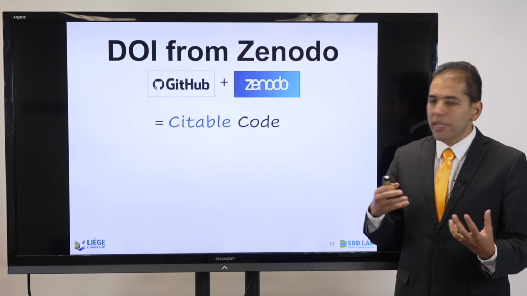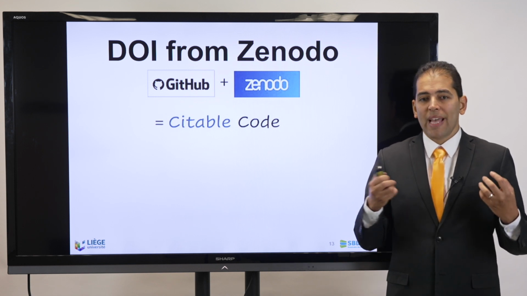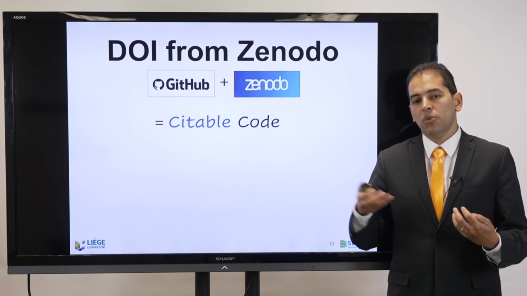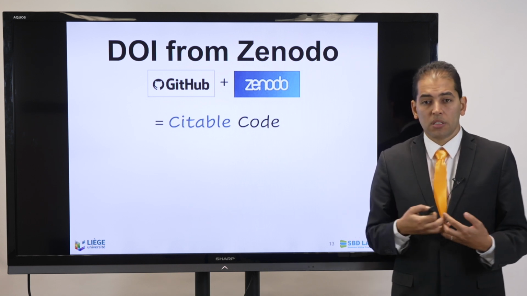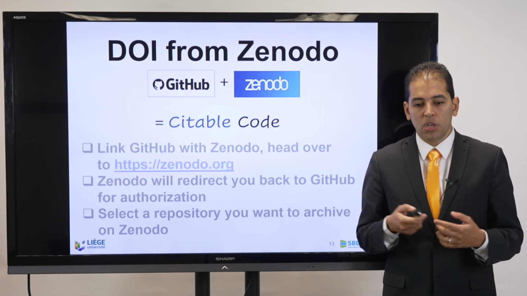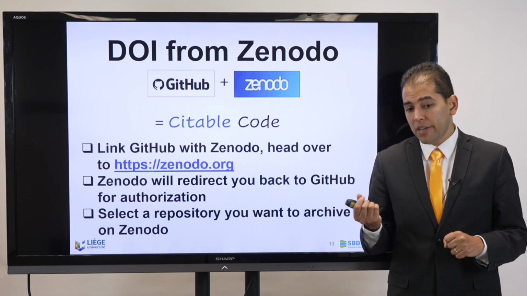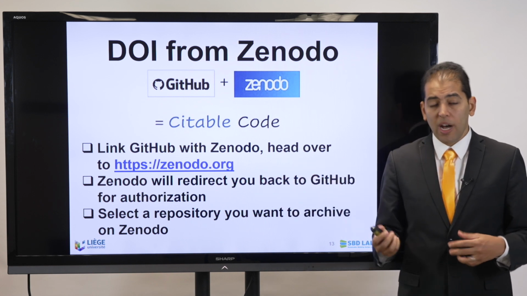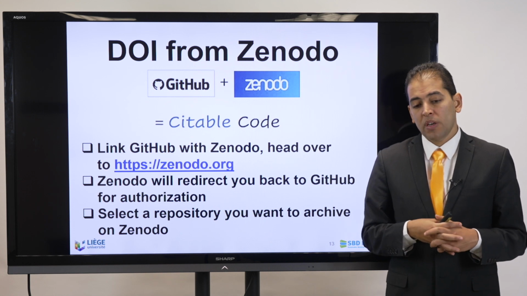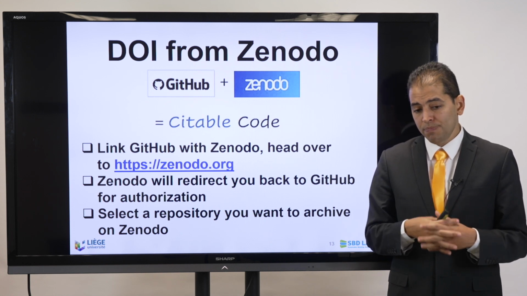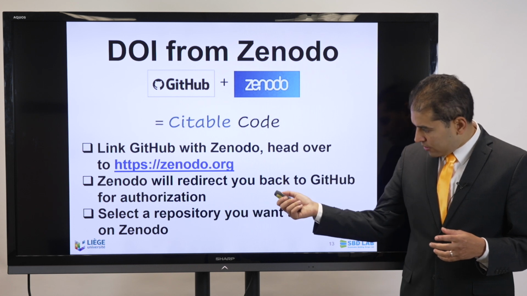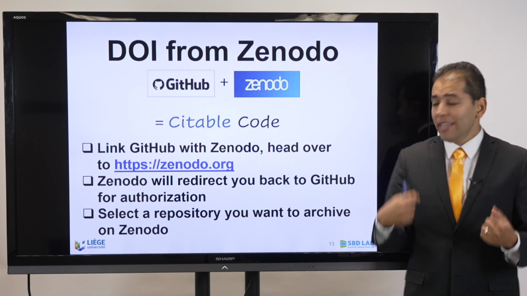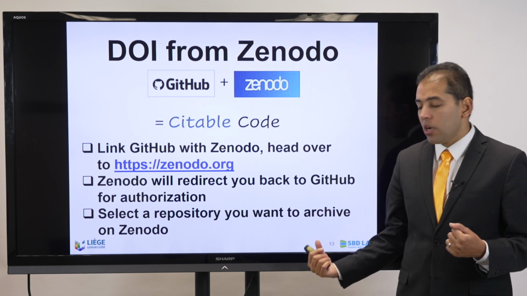Second step now: how to link my GitHub to Zenodo, because actually GitHub will not provide you a DOI. You will get the DOI from Zenodo, which is an open access repository, and from there you need to couple both. So the first thing you need to do is to link GitHub with Zenodo. So head over to zenodo.org after you created your GitHub entry or repository. In Zenodo, you will be directed back to GitHub for authorization. So you provide them authorization, and then you can select a repository you want to archive on Zenodo.